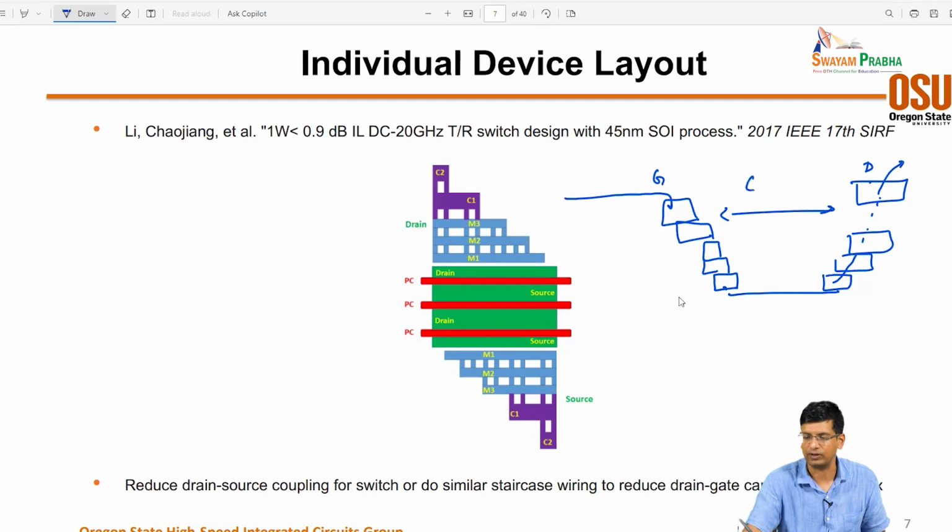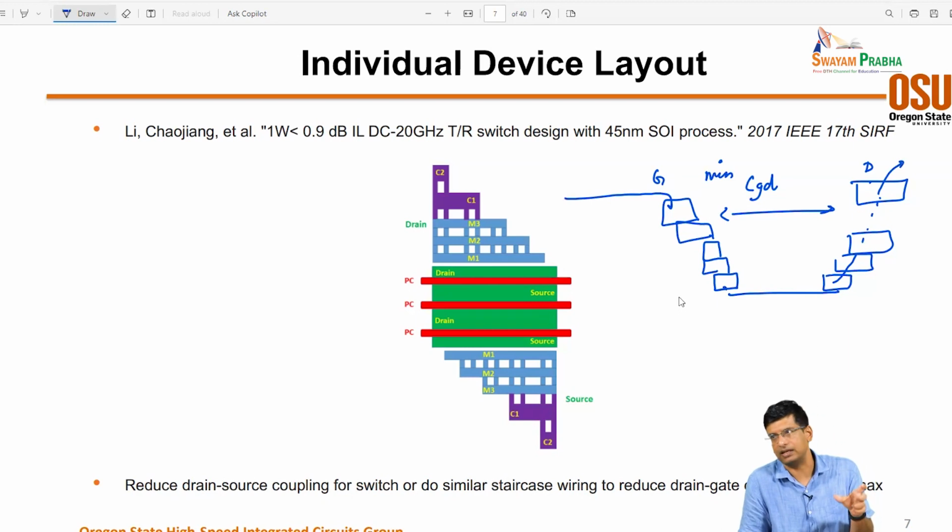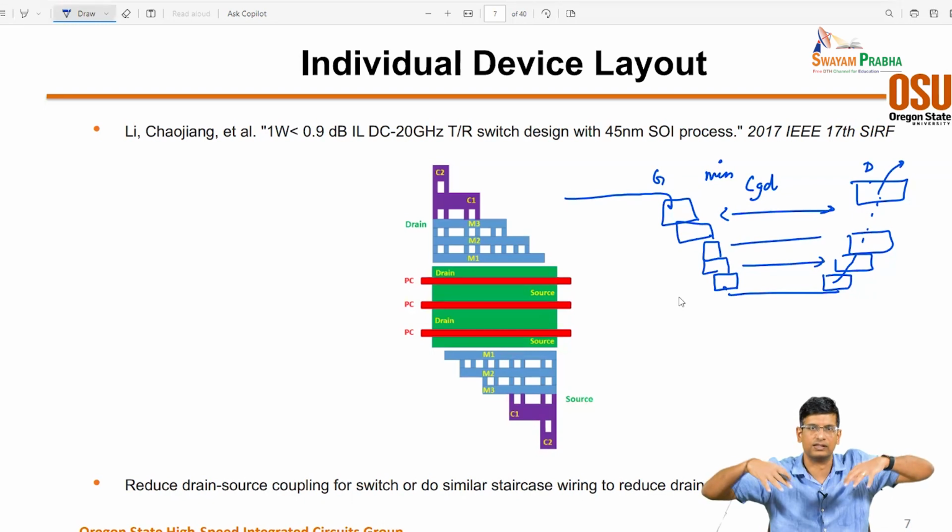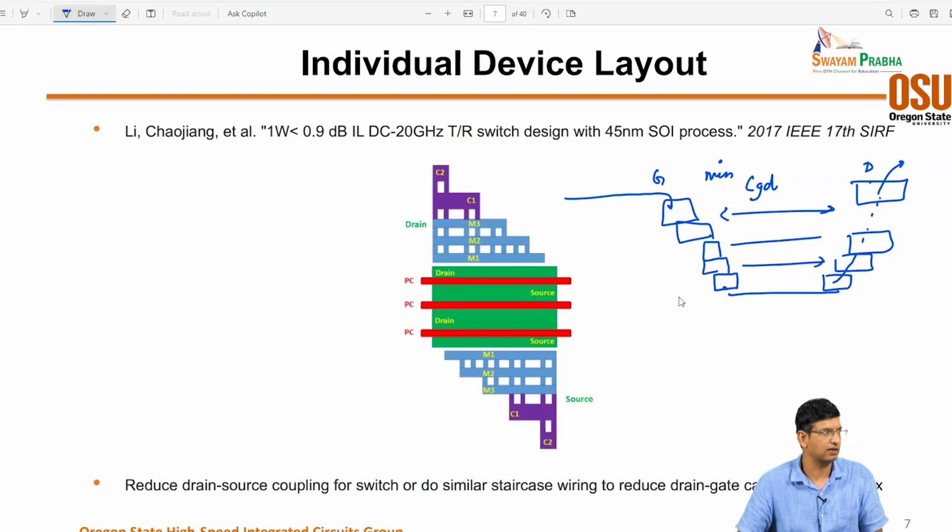But as we saw for the FMAX, you want to minimize CGD, right? So you want to reduce the overlap that you can have. So you want to basically keep separating this distance further as you stack up the device. So this is another thing that is done in order to minimize the CGD to improve the FMAX. These are good papers. I've put a couple of citations in here.